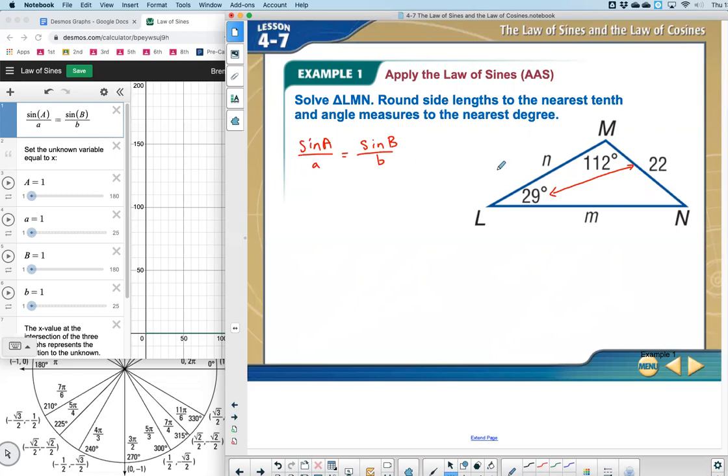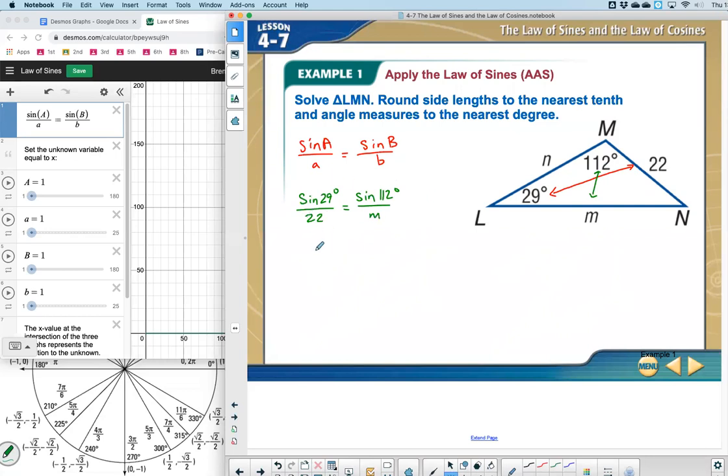So frankly, what I'm solving, and my calculator will do in a matter of seconds, is sine of 29 degrees divided by its side length 22. There's the ratio for, in this problem, technically L's. This is my L's ratio, sine of angle L divided by length L. And I'm going to set that equal to M. Sine of 112 over little lowercase m.